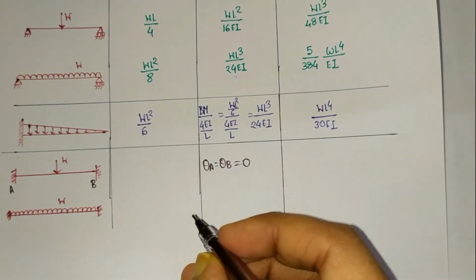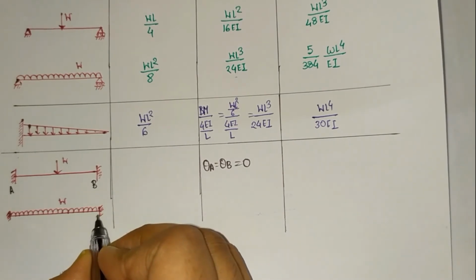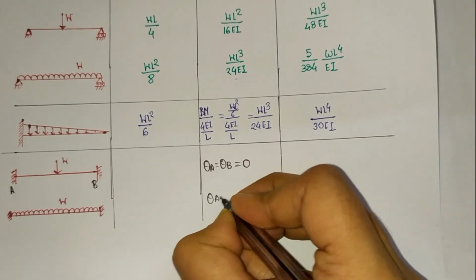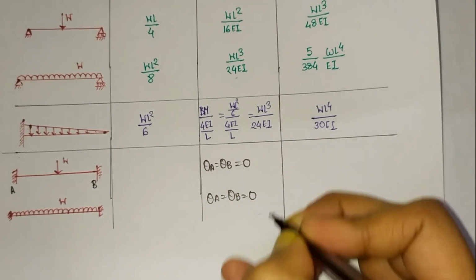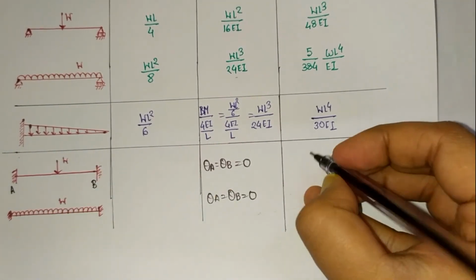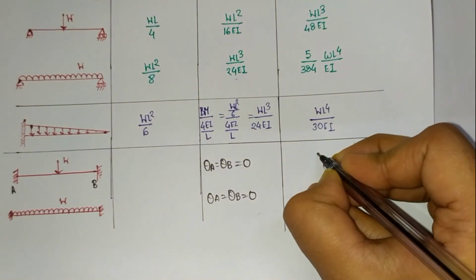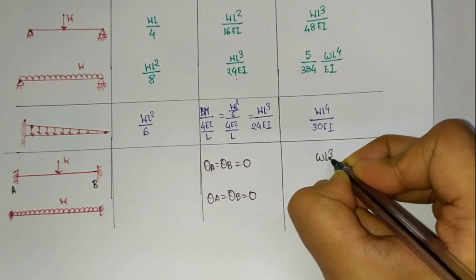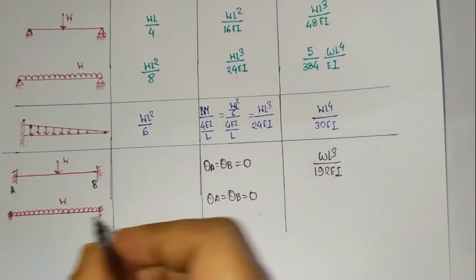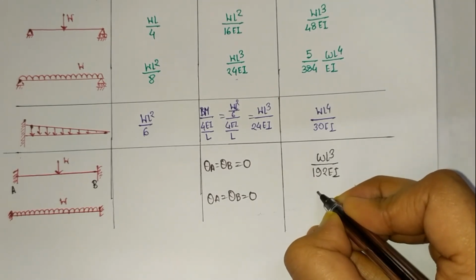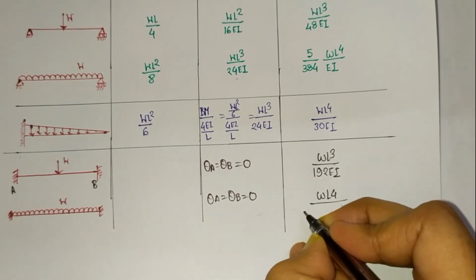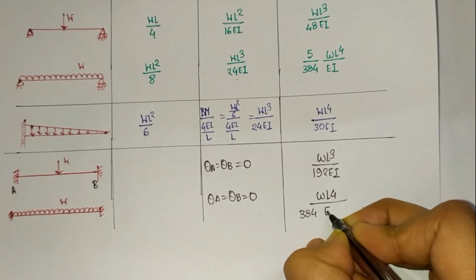In the same way, when a fixed supported beam has a uniformly distributed load acting, the slope will be theta A equal to theta B equal to 0. What should be the value of deflection when a point load is acting at the center of the fixed beam? The deflection value should be W L cube divided by 192 EI. And when the UDL is acting, the formula should be W L to the power 4 divided by 384 EI.